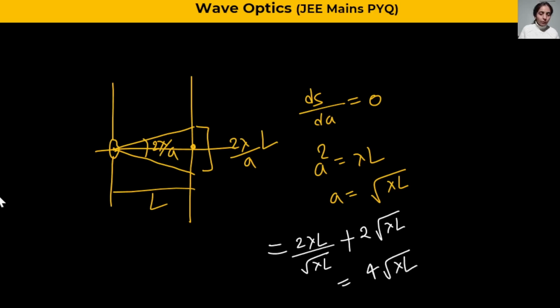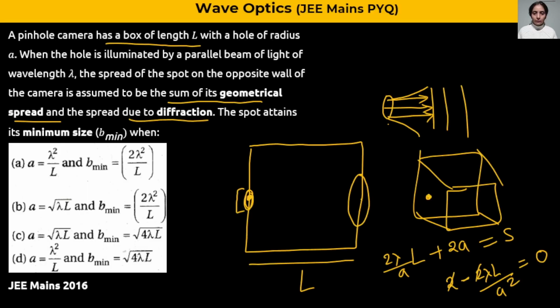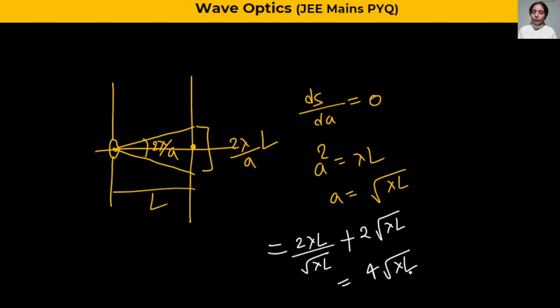So b minimum is going to be how much? Let me check. 2 lambda by a, and that should be 4 root under lambda L, right? Let me check with the options that I have taken. Just give me some time. Let me check. Actually in the question, if I look at the total spread, the minimum we are getting is this much, 4 root lambda L.